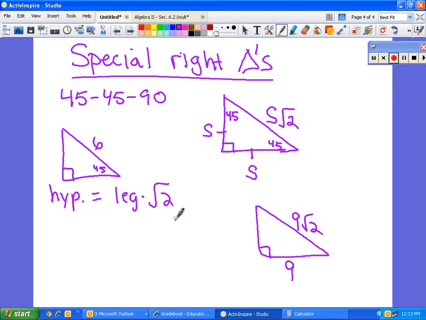Okay? But now they're telling us that the hypotenuse is 6. So we're going to substitute 6 equals, let's give this a variable name, let's call it x. So it's going to be the square root of 2 times x. All I've done is write down the equation and substituted what I know, which is that the hypotenuse is 6. I actually haven't done any math yet.